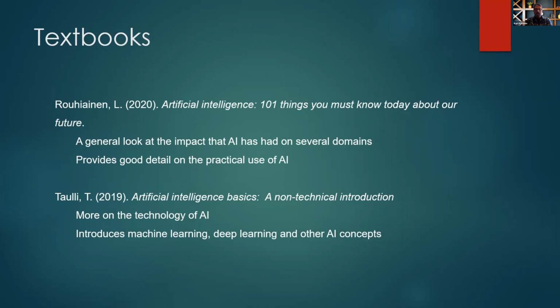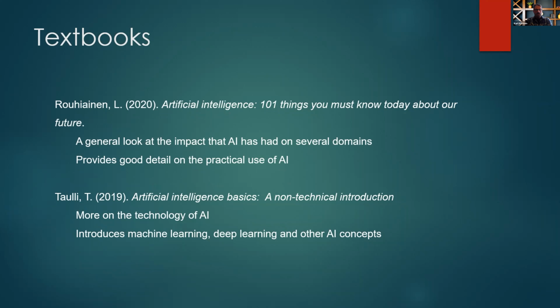It's broken into chapters, and in each chapter, there's maybe 10 things that you need to know. I think it did a really good job at giving a general look at the impact that AI has had on several domains. And those are commercial domains, like the workplace or travel or other areas. And it provides good detail on the practical uses of AI, which is what this class was really about.